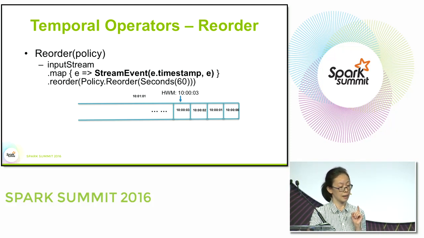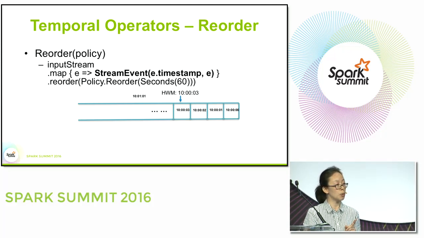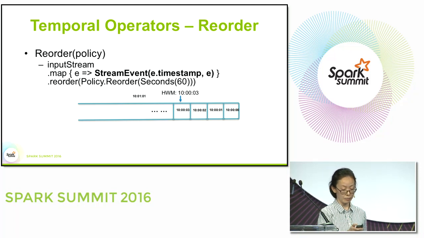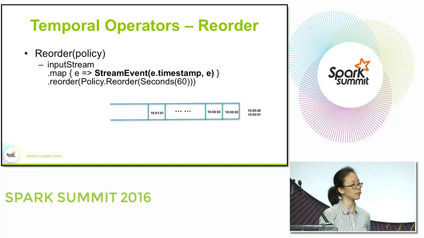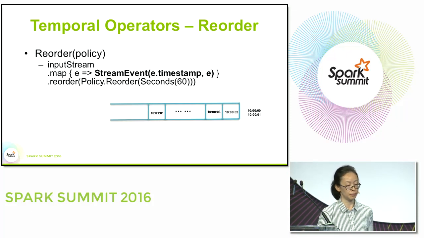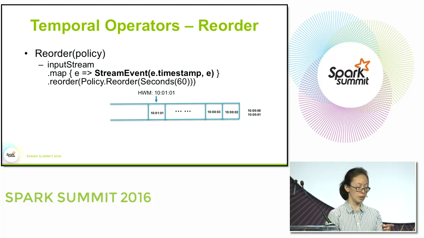And when we get an event with timestamp 10 o'clock, 1 minute and 1 second, and our reorder policy is 60 seconds, we know that we can output all the events with timestamp smaller than 10 o'clock and 1 second. Right? Because all the events that are late by more than 60 seconds, we will for sure drop. So we'll update the high watermark timestamp with the new timestamp of the event.